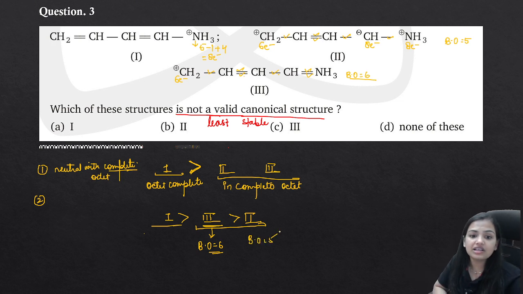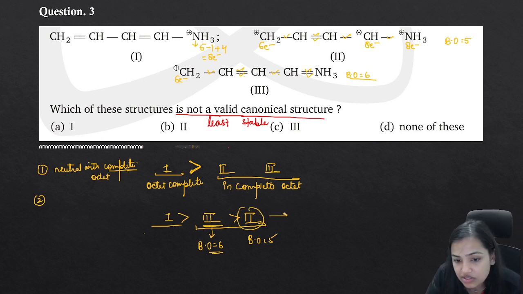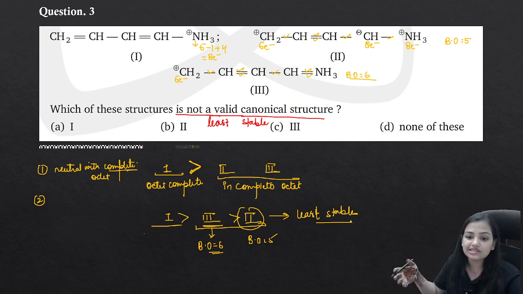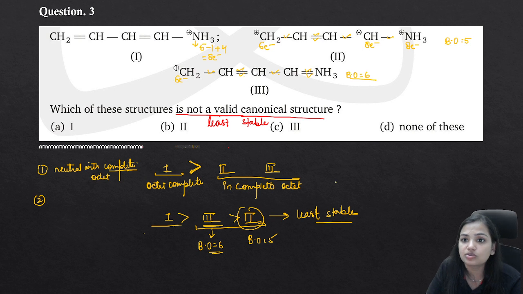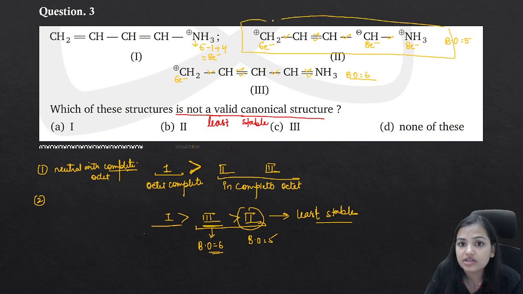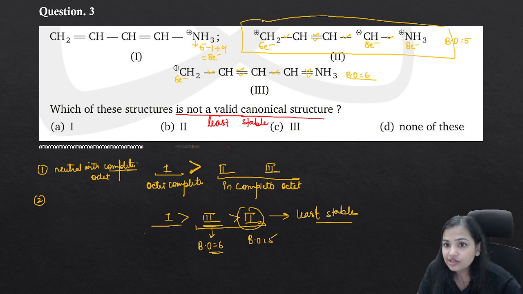Okay, ultimately which is the least stable structure? That is the second, the least stable structure. So which of the following canonical structures is not a valid structure? That is, the answer is option number 2. So this structure is not possible. This is not a valid canonical structure. Clear to everyone? Okay, that is option number 2.